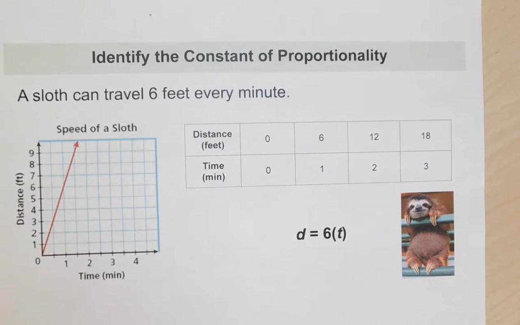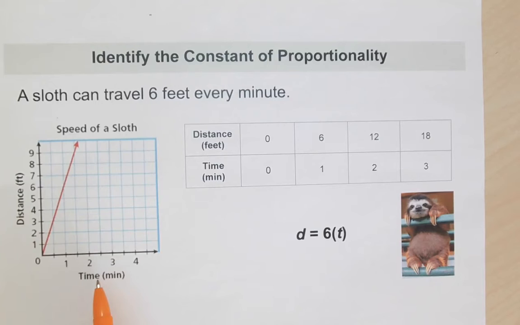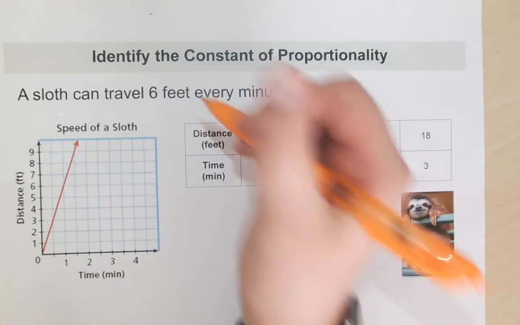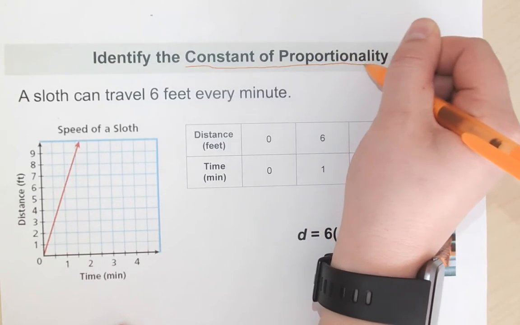All right, so in this video, we're going to talk about constant of proportionality and how we can find the constant of proportionality in a situation where we're given words, a representation using a graph, a representation using a table, and a representation using an equation. So let's talk about what this really means when we hear the word constant of proportionality.